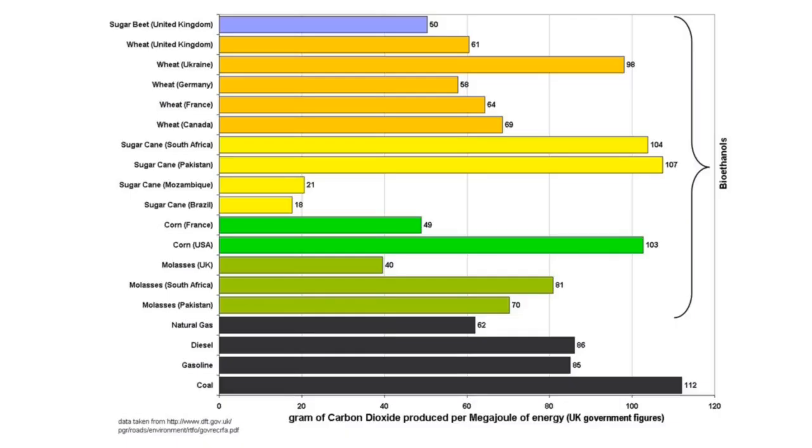This is a representation to show the grams of carbon dioxide produced per megajoule of energy on the x-axis and different fuels used on the y-axis. We expect coal to be the highest, which can be seen, and then come the different biofuels like sugarcane, molasses, and wheat.